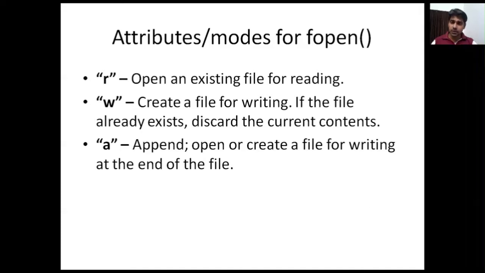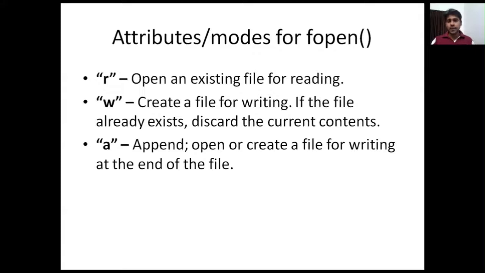That is the W attribute. Now there is A. A is basically if you want to append something. So already some data is available in that file, and the new data you want to add to the end of the existing data. In such a case, you can use the attribute A, which is appending. So you are appending some data to the existing data.